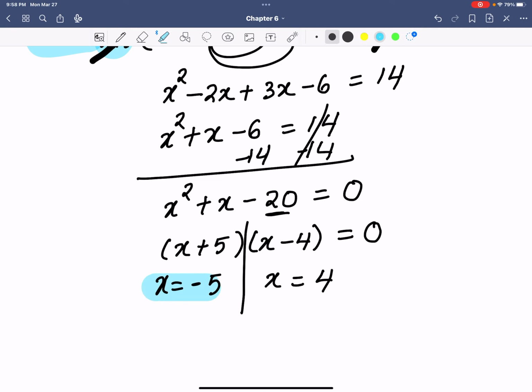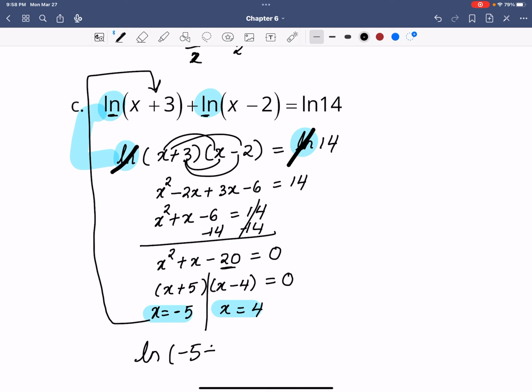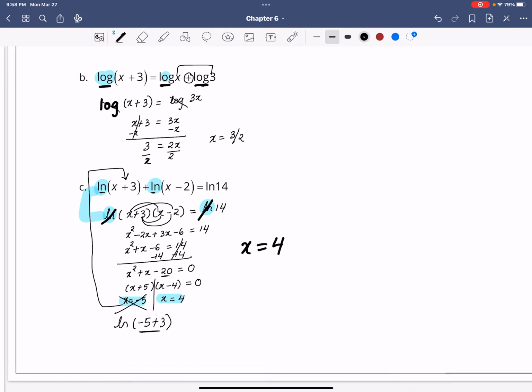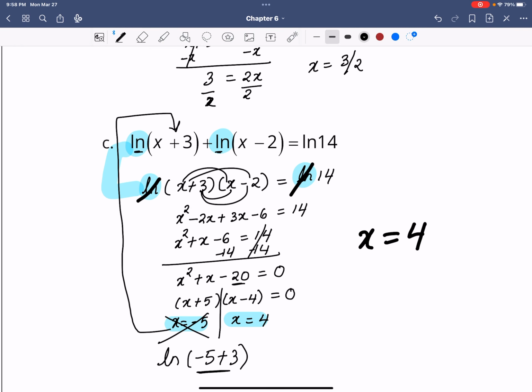Remember, when you have two answers, you should always go back and plug in. So when I take my negative 5 and plug all the way in here, I get ln of negative 5 plus 3. Can I have a log of a negative number? Nope. So my only solution is x is equal to 4. So here the key is, once you have your answers, you should always go back and check which number gives you a negative log. Remember, I cannot have a log of a negative number. I cannot. Whatever the number is, let's say n, I cannot have that.